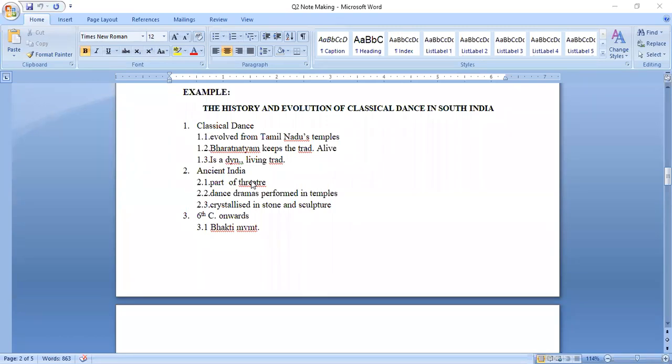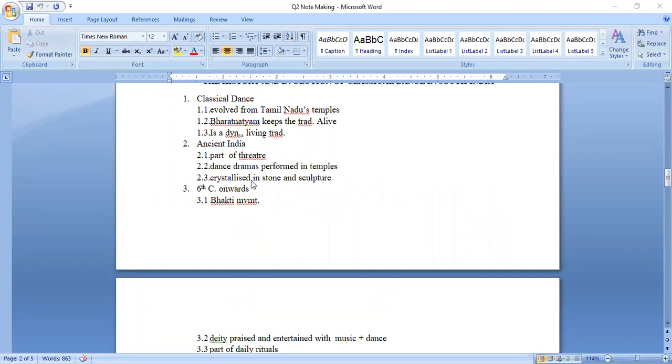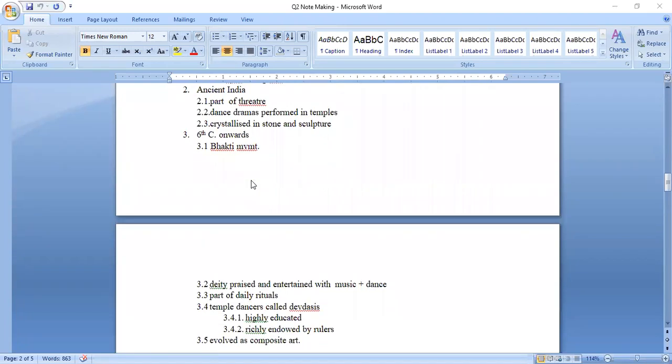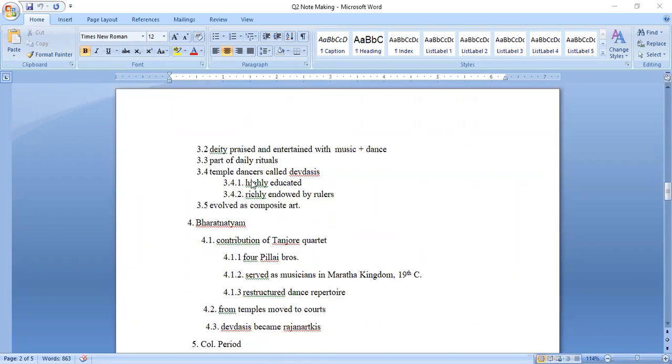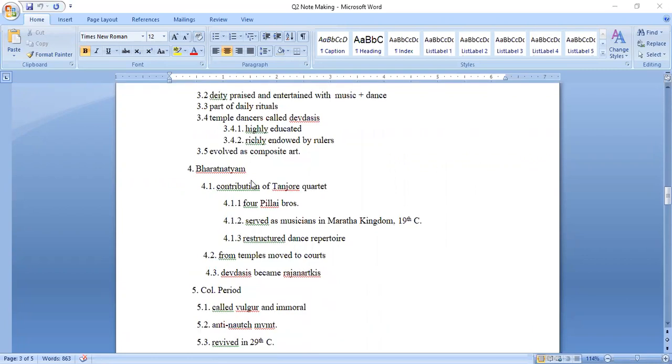Then subheading 2, that means main section 2, arts in India, with 2.1, 2.2, 2.3. Then main section 3, 6th century onwards, and then 3.1, 3.2, 3.3, 3.4, 3.5 also. Even in 3.4 there is some additional information: 3.4, temple dancers called the Devadasis. In 3.4.1, they were highly educated. 3.4.2, richly endowed by rulers. And 3.5, evolved as composite art. This is the way we have to prepare and write note making and summary writing.